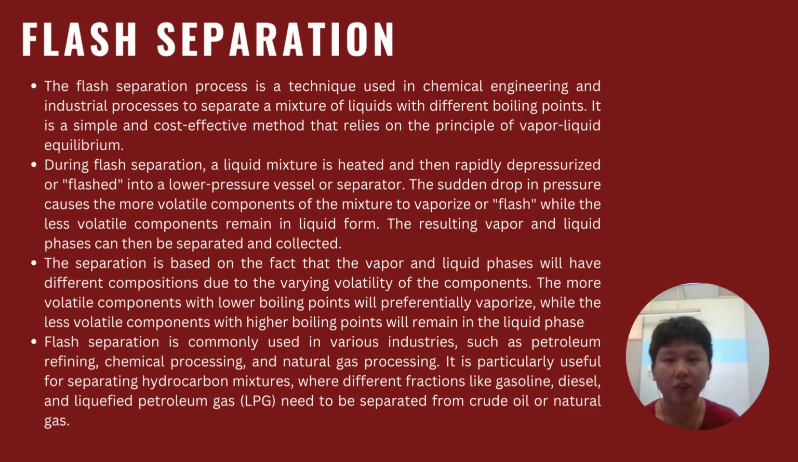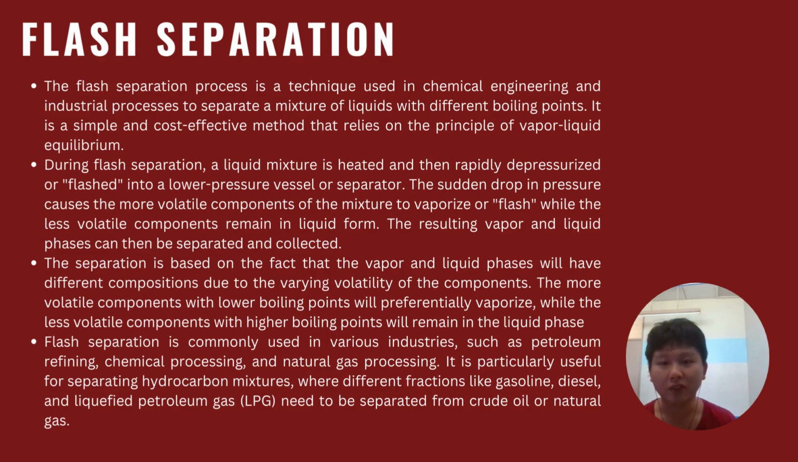The flash separation process is a technique used in chemical engineering and industrial processes to separate a mixture of liquids with different boiling points. It is a simple and cost-effective method that relies on the principle of vapor-liquid equilibrium. During flash separation, a liquid mixture is heated and then rapidly depressurized or flashed into a lower pressure vessel or separator. The sudden drop in pressure causes the more volatile component of the mixture to vaporize or flash, while the less volatile components remain in the liquid form. The resulting vapor and liquid phases can then be separated and collected.